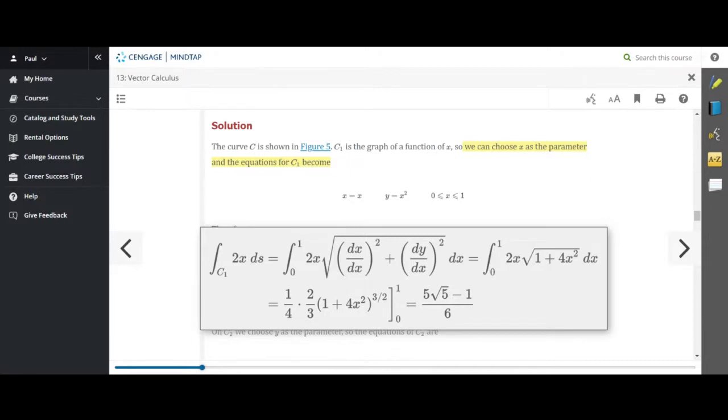If it were me, I probably would just let x equals t and y equals t squared for that parabola, and then t goes from 0 to 1. That's how I would do it. But that's what they do.